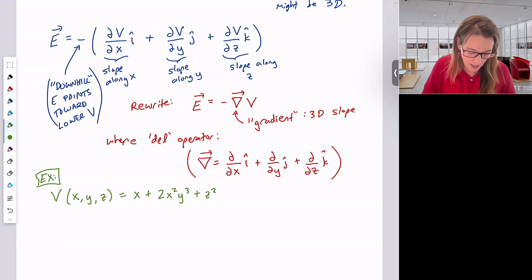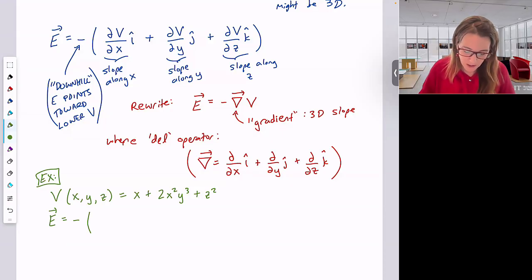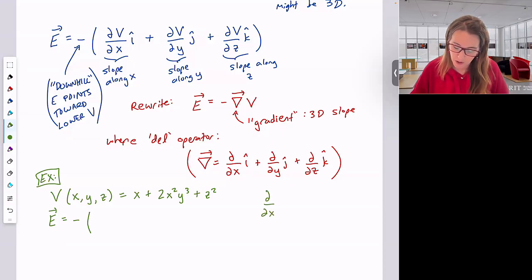So we can then say my electric field is going to be equal to the negative, and then I'm going to say partial V, partial x. So partial V, partial x, I'm going to treat everything else as constant. So partial x means treat y and z as constants.